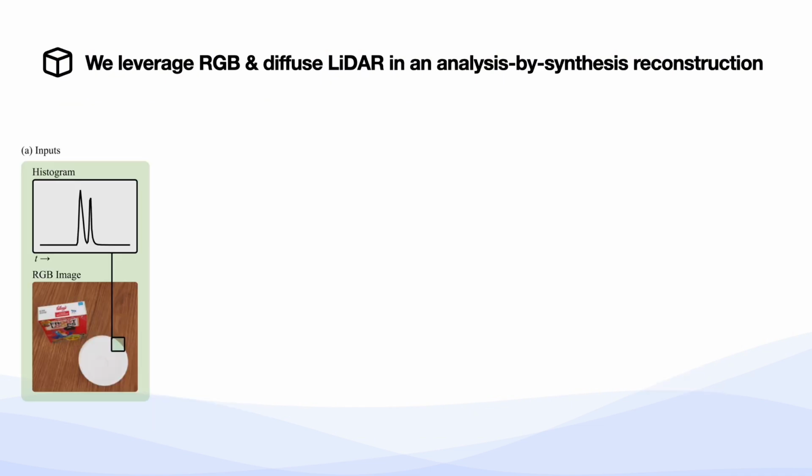We leverage the signal from both of our sensors, an RGB camera and a diffuse LiDAR, in an analysis by synthesis reconstruction. We start with inputs from both of the sensors. First, histograms, which are discretized versions of the transients recorded by the diffuse LiDAR, and the standard RGB images.